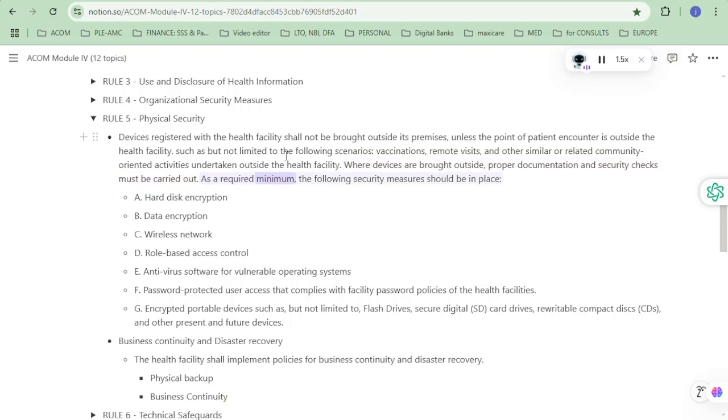As a required minimum, the following security measures should be in place: A. Hard disk encryption. B. Data encryption. C. Wireless network. D. Role-based access control. E. Antivirus software for vulnerable operating systems. F. Password-protected user access that complies with facility password policies of the health facilities. G. Encrypted portable devices such as, but not limited to, flash drives, secure digital, SD, card drives, rewritable compact discs, CDs, and other present and future devices.